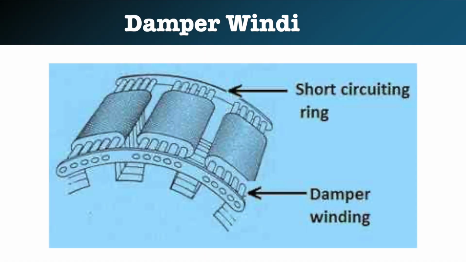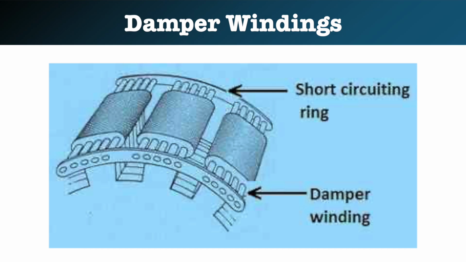So it is of utmost importance that hunting should be reduced by using a flywheel or by using damper windings or by designing the synchronous machine with a suitable synchronizing power coefficient or stiffness factor. Damper windings are mostly used for reducing the hunting phenomenon.